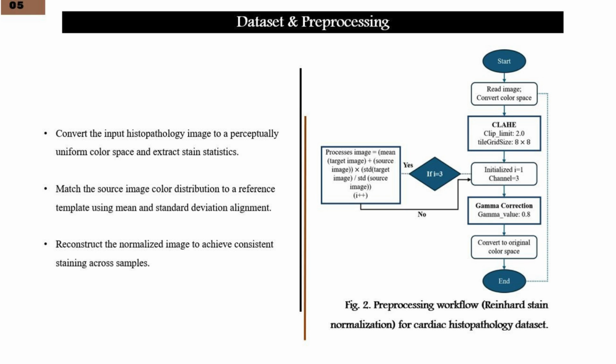Here you can see the pre-processing workflow. As histopathology images often suffer from staining variability, unwanted noise, and unwanted objects, to address this issue we applied a standardized pre-processing pipeline. This includes noise reduction, contrast enhancement, and Reinhard stain normalization, which aligns the color distribution of all images to a reference template. These steps improve visual consistency and enhance model generalization.